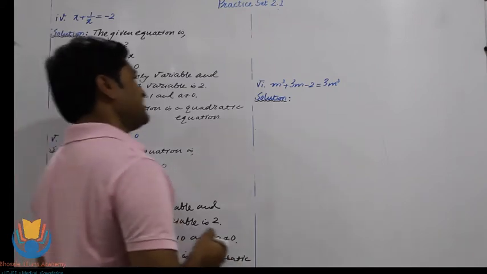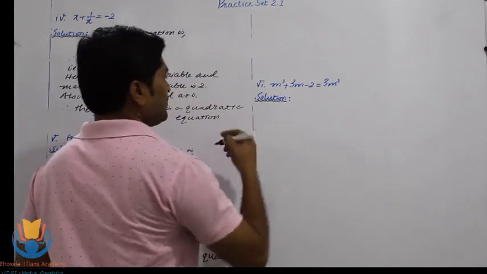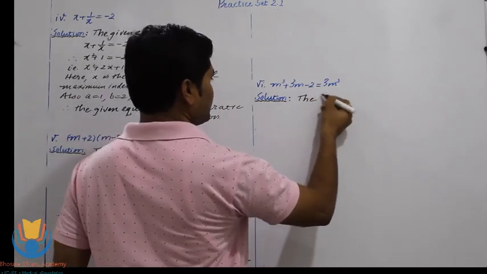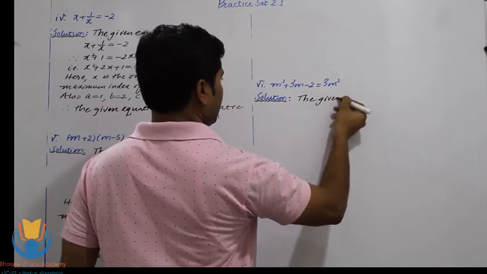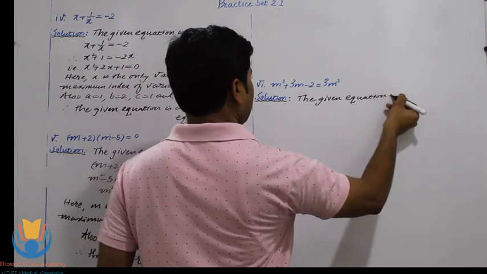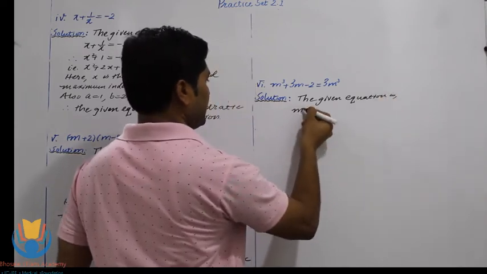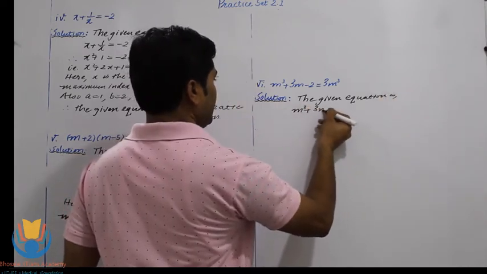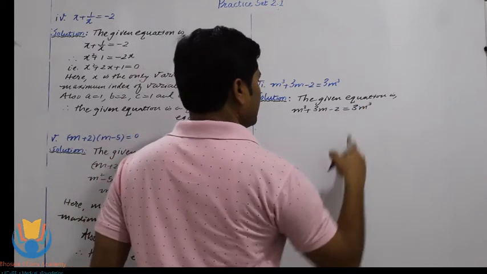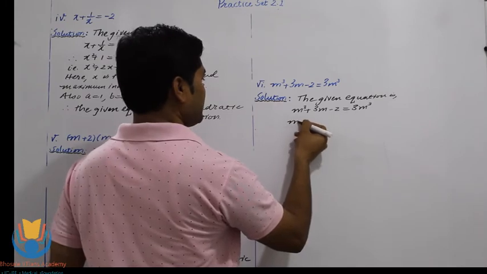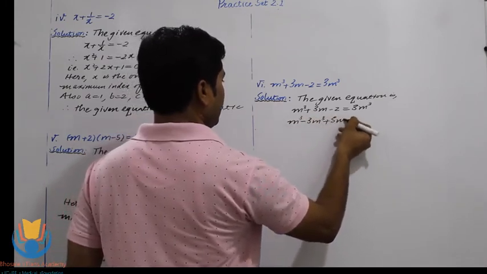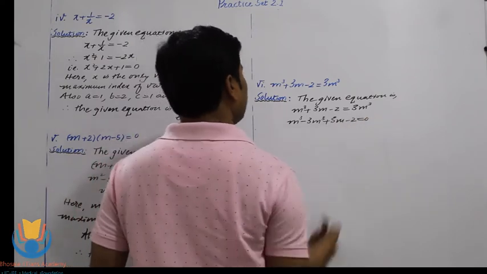So let's continue the last sum of this particular second question. So here again we will write this equation as it is. And that equation is m cube plus 3m minus 2, which is equal to 3m cube. So get this 3m cube on the left hand side. So this m cube minus 3m cube plus 3m minus 2 equal to 0.